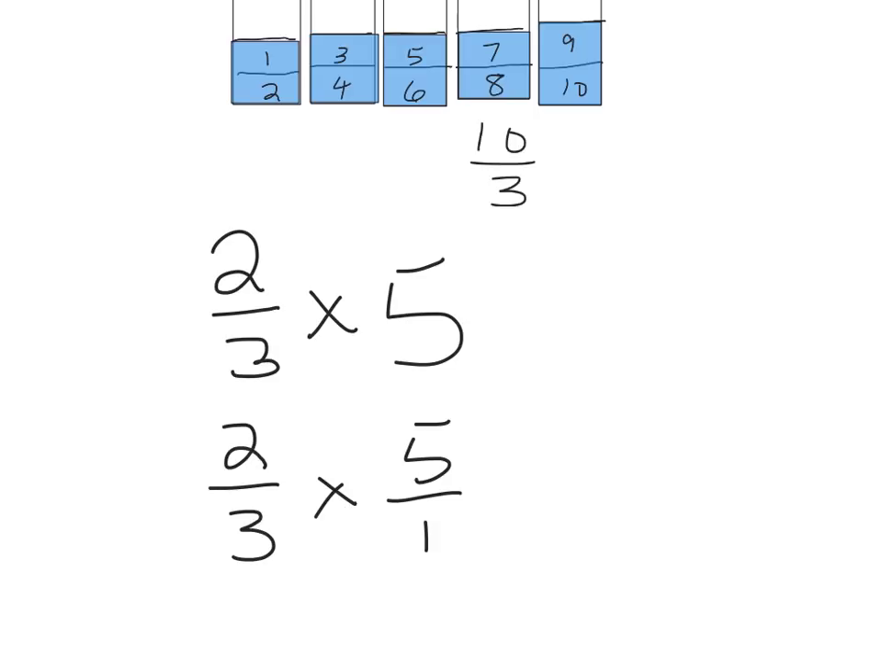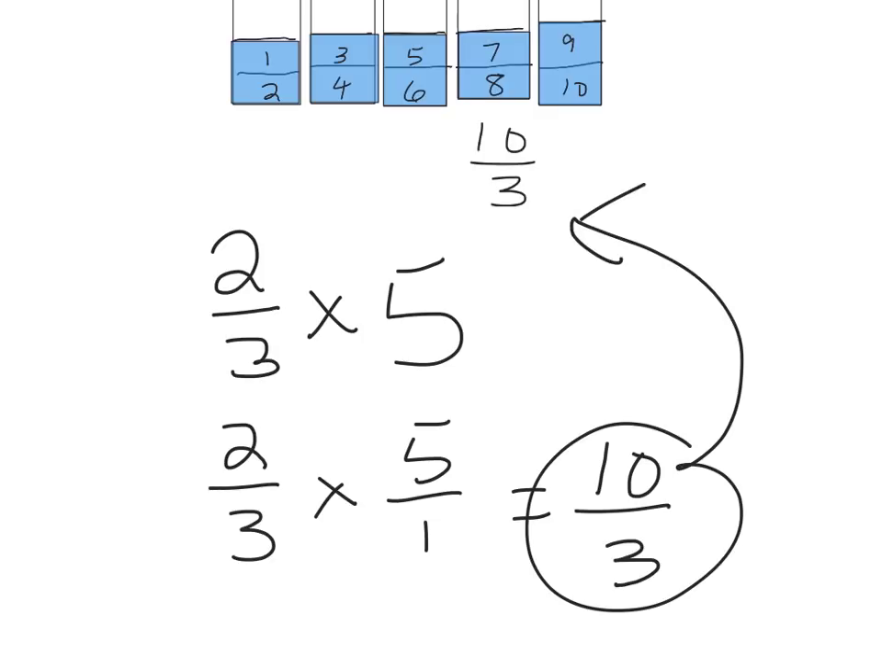With addition, I only add or subtract the numerators. But with multiplication, I multiply the numerators and I multiply the denominators. So watch what happens. I got 5 times 2, which is going to give me 10. And then I have 3 times 1, which gives me 3. And as you see, this agrees with our illustration right up there, our mathematical model. Now, because this is top-heavy, the next thing I have to do is reduce it or simplify it.